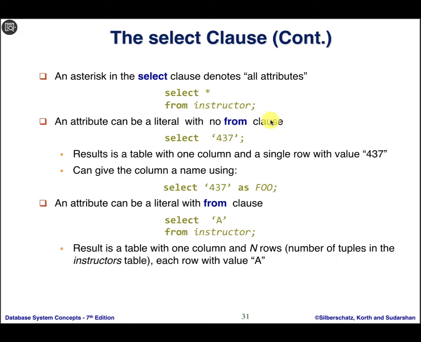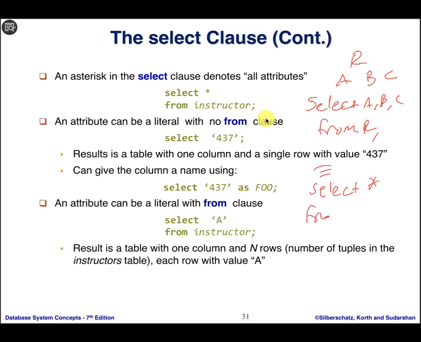One interesting thing: what if I wanted to select all the attributes? For example, in the relation R that contains attributes A, B, C, I want to select all of them. I can say select A, B, C from R. Or we can do the same thing: I'm going to say select star from R.